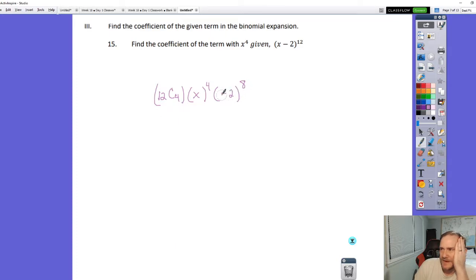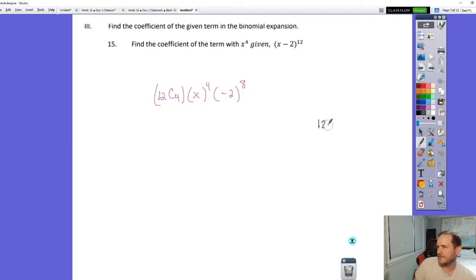So that means the 12 choose 4 is not the only coefficient I'll have. I'll also have a factor of negative 2 to the 8th. So that'll bump this number up. My final answer will not just be the number from the combinations formula or the number from Pascal's triangle. It'll be that number times the factor that's coming from the binomial raised to a power. So I think I'm ready to be lazy. Nah, let's do this out.